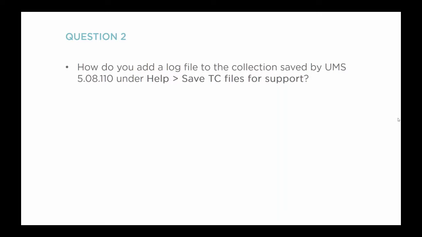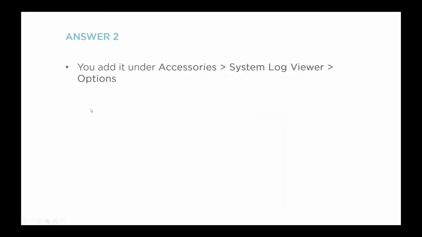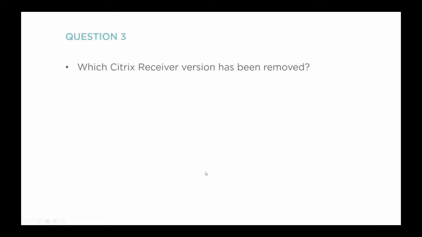Okay. So how can you add a log file of your own choice to this nice collection feature? Wait until, as somebody says, wait until 5.8.110 is released and add the new log directories location. Excellent. Very correct and complete. Impressive. Here's another one. You added under, this is of course the setup path, accessories, system log viewer, options. And which Citrix Receiver version had to go?